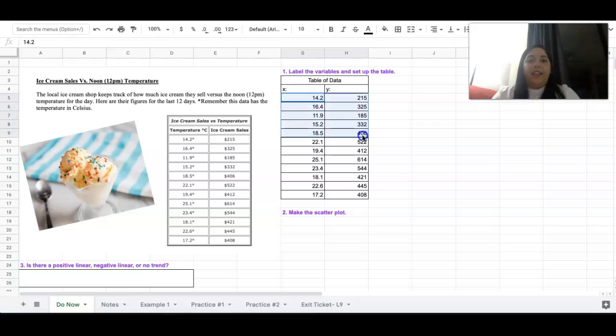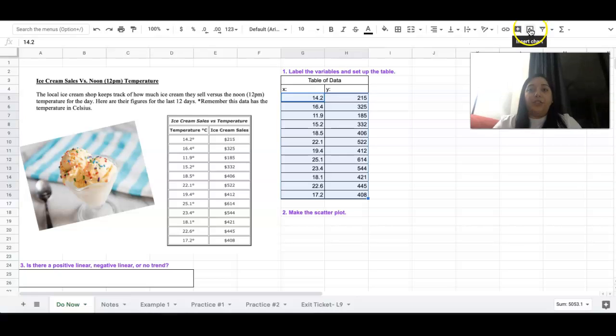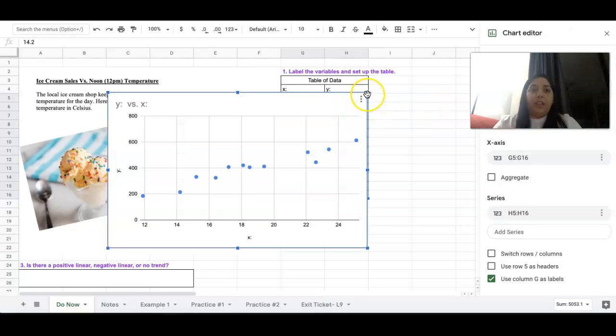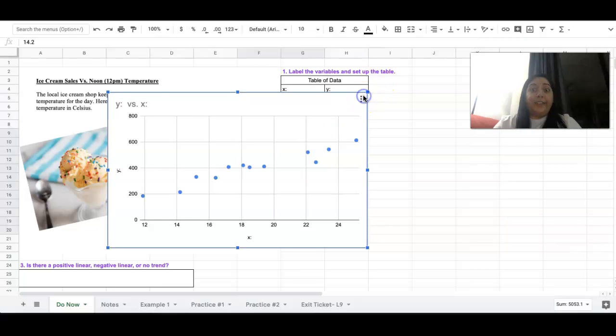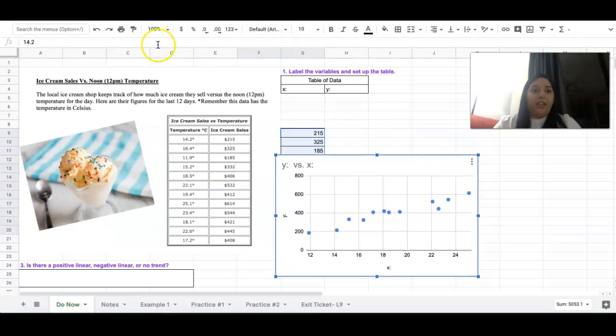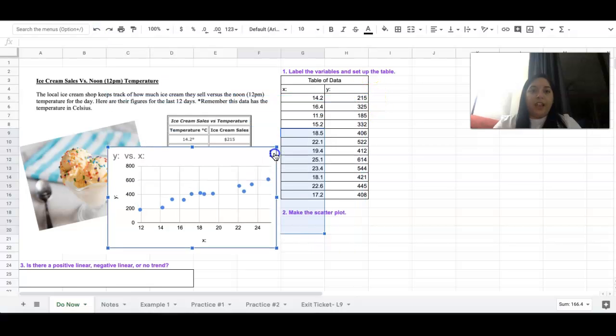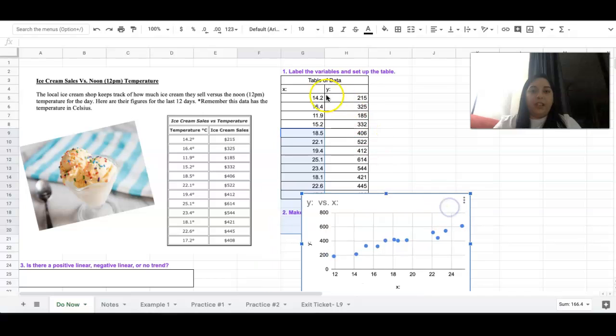Remember, we want to highlight all the numbers. So highlight, and then we want to go ahead and choose the insert chart right here. This is the icon. If not, you know where to go to do the scatter plot. Okay, so here, oh, and guys, I forgot to label. So we need to make sure we label because it says y versus x. So we want to make sure we're labeling that.